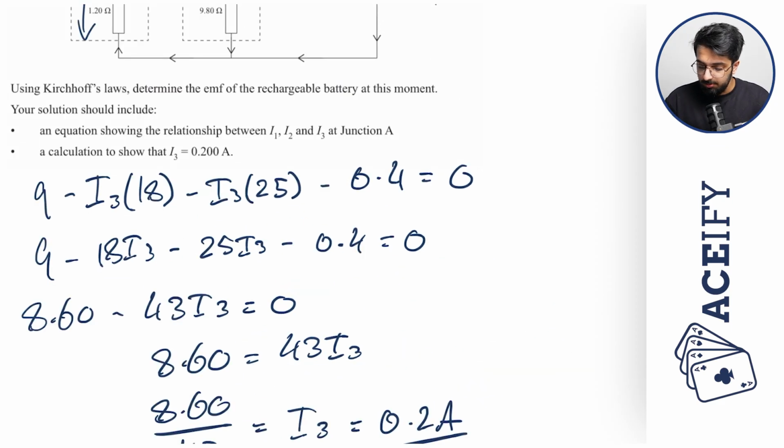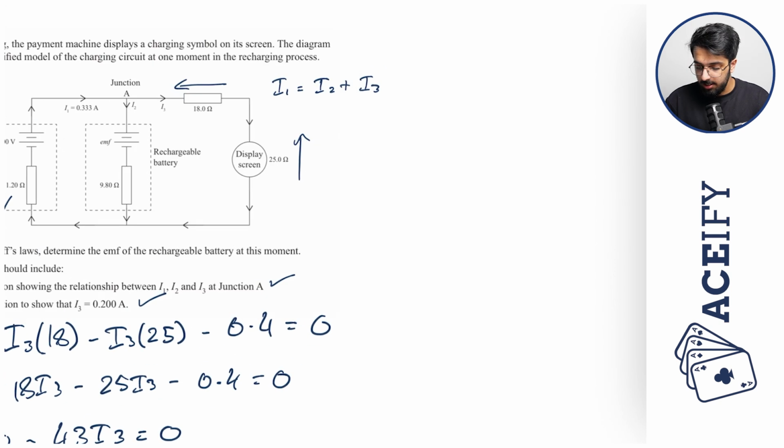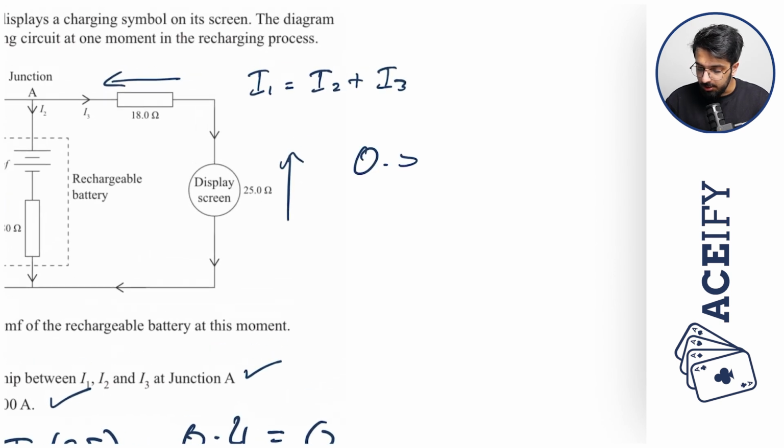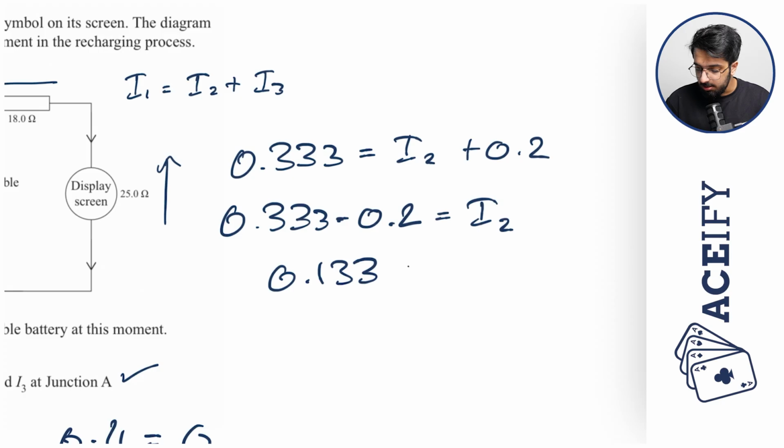All right, so we've ticked off both of these criteria. And now that we know that I3 is 0.2 amps and we know that I1 is 0.333, we can now find the value of I2. So 0.333 minus 0.2 is equal to I2. And so 0.133 is equal to I2.